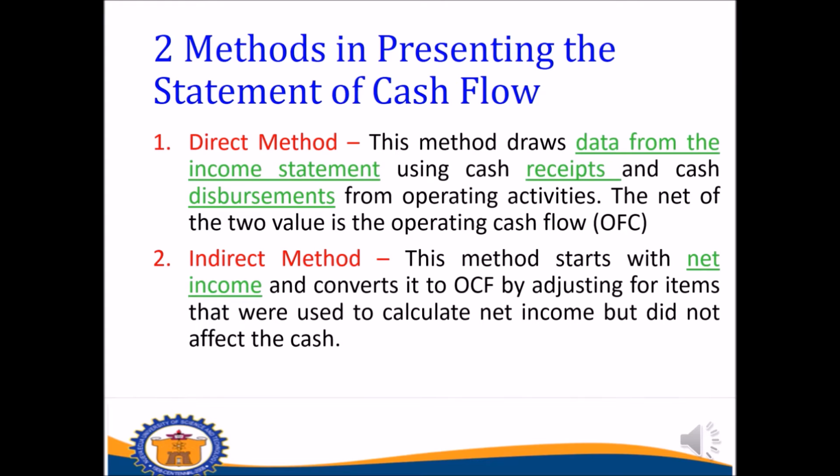And second, the indirect method. This method starts with net income and converts it to OCF or operating cash flow by adjusting for items that were used to calculate net income but did not affect the cash. So, yung direct method muna yung example ko later kasi ito naman yung usually na ginagamit.